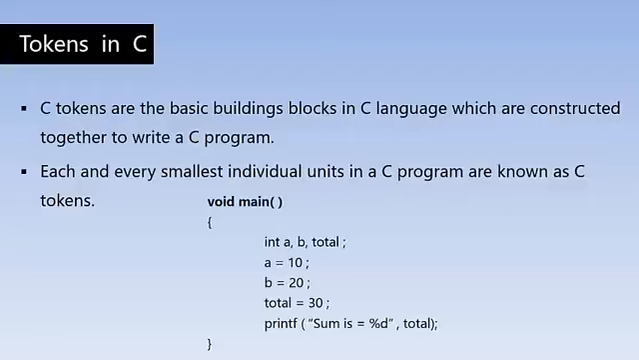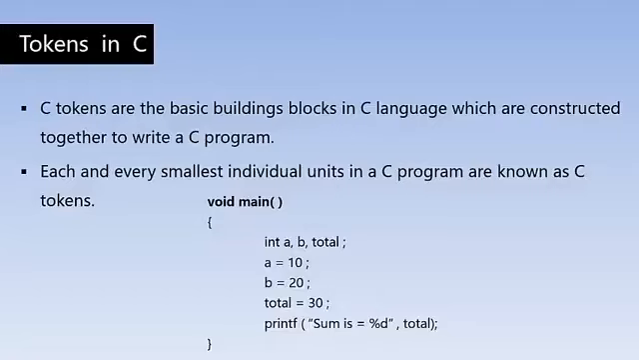Let us look at this example. It's a small main function where you can find tokens. Can you see the line int a, b, total? int is a token, a, b and total are tokens, and the semicolon is also a token. So using all the tokens together, we're going to build a function.